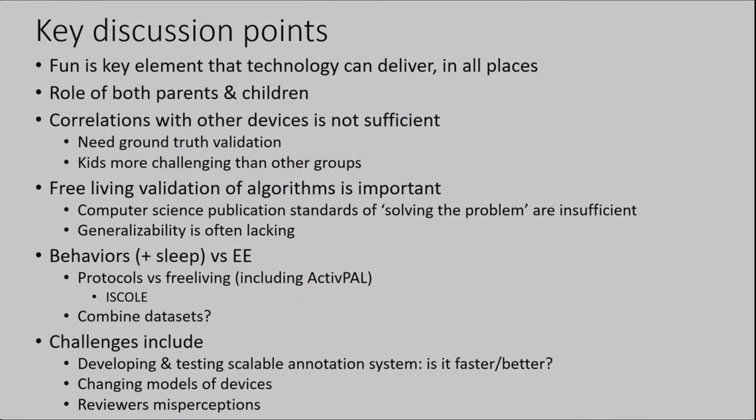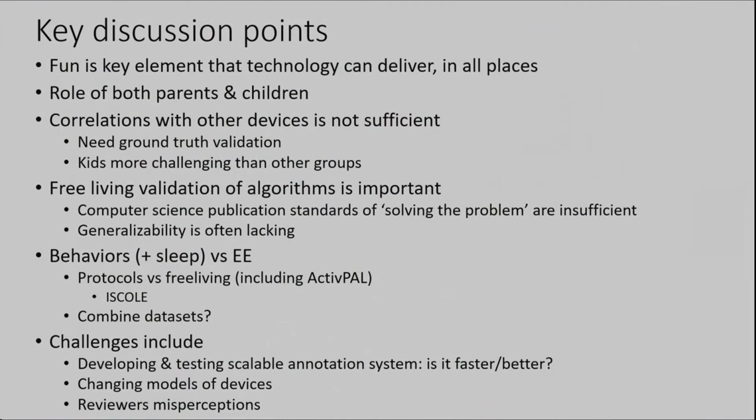So just to end on the key discussion points from my perspective on the physical activity for kids. Fun is a key element that technology can deliver in all places. I think that's so important. And the role of both children and parents in using the technology is really important. Again, I really hesitate to just have correlations with other devices. We need ground truth validation, and getting this in kids is more challenging than other groups. Again, if we can do validation and free living of algorithms, I think that's important.